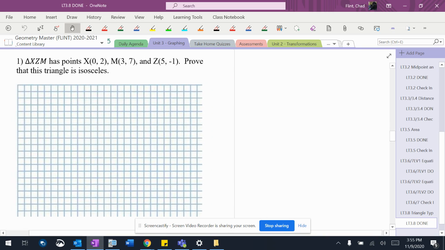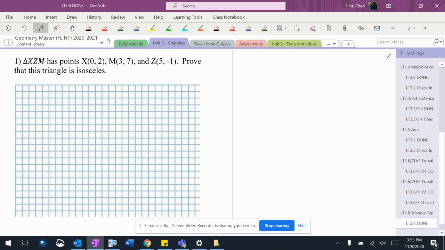So anytime we're asked to prove that a triangle is some sort of triangle on a grid, or any other kind of thing that says to prove something on a graph, we need to draw a picture of it and then find the slope and the distance of each of the sides. And then after I find the slope and the distance of each of the sides, I'll be able to answer the question using properties and things that we've already talked about before.